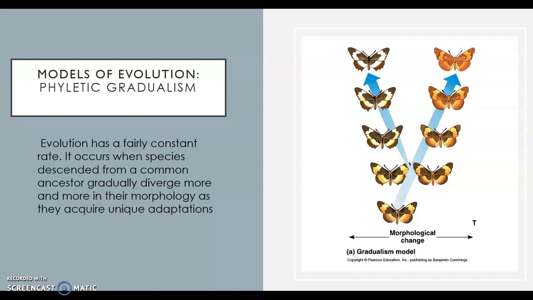Gradualism is a concept that was proposed by Darwin. This idea of a gradual change in species through adaptation by natural selection. In this particular image, what you're looking at is an example of how that works.